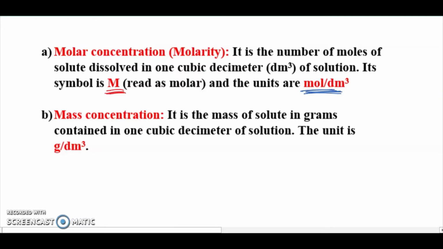Mole per dm cube. So concentration can also be expressed as mass concentration. And mass concentration is simply the mass of solute in grams that is contained in 1 cubic decimeter of solution. And the unit is gram per dm cube.